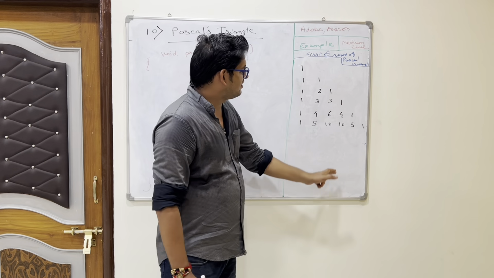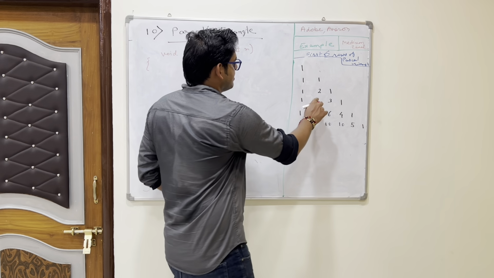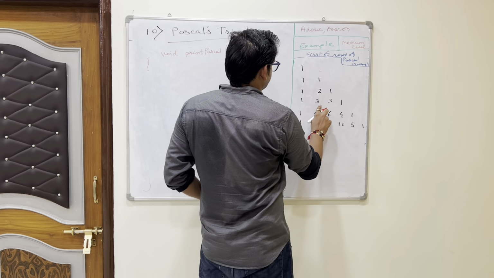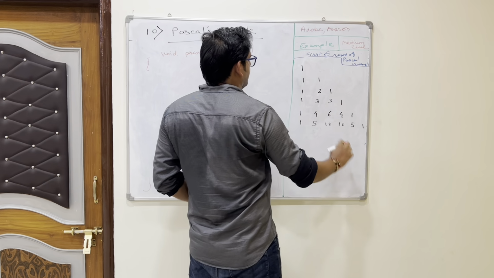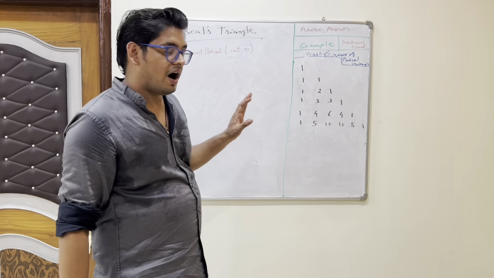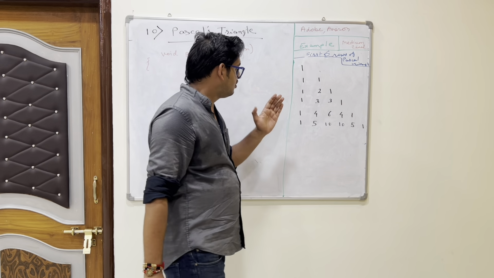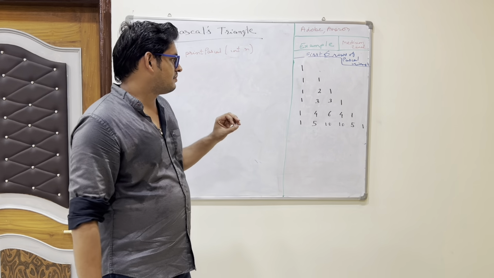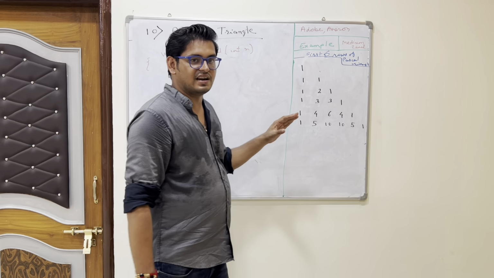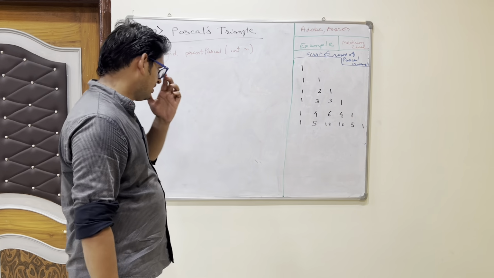Similarly, we need to identify the pattern. Why is this number 2, how has this 2 come, how has this 3 come, how has this 6 come, why does it start with 1 and end with 1? We need to identify these patterns, and we need to code it and make the logic such that those patterns come out every time in our code.